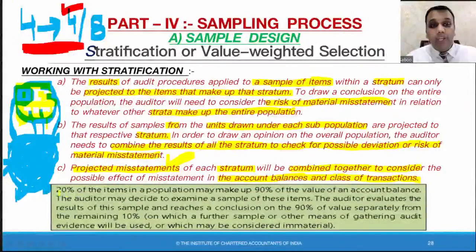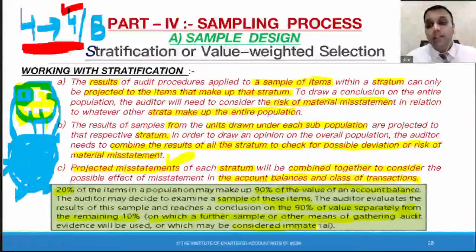For example, 20% of the items in a population may make up 90% of the value of an account balance. The auditor may decide to examine a sample of these items. So the auditor evaluates the result of this sample and reaches a conclusion on the 90% of value separately from the remaining 10%, because the auditor will say, in terms of monetary value, I have examined 90% of the transactions, and that the result might be different from the remaining 10%. For that remaining 10%, I'll draw another sample to carry out my audit procedures.